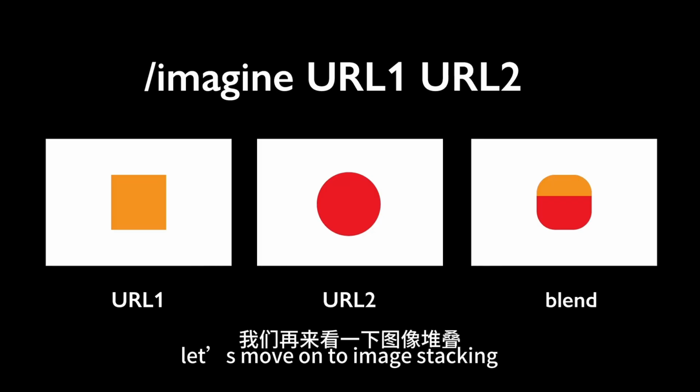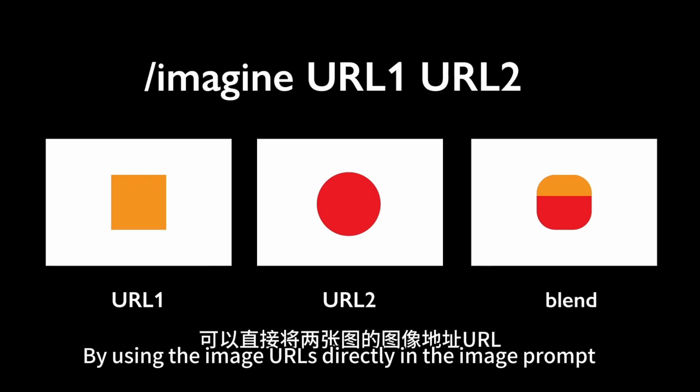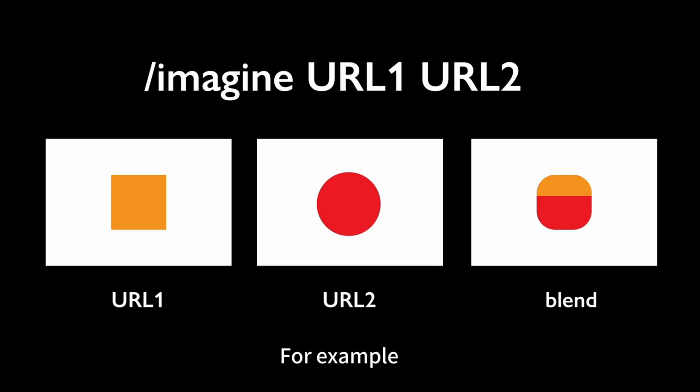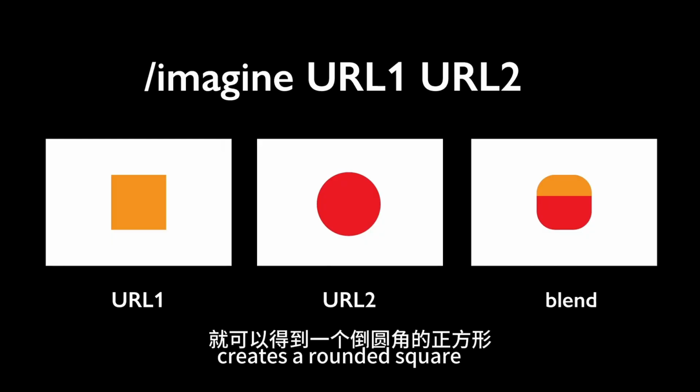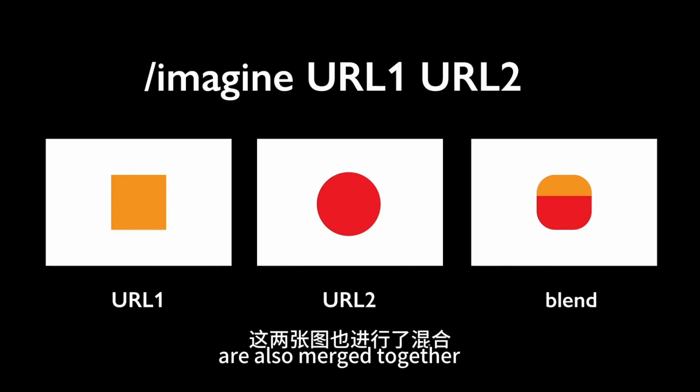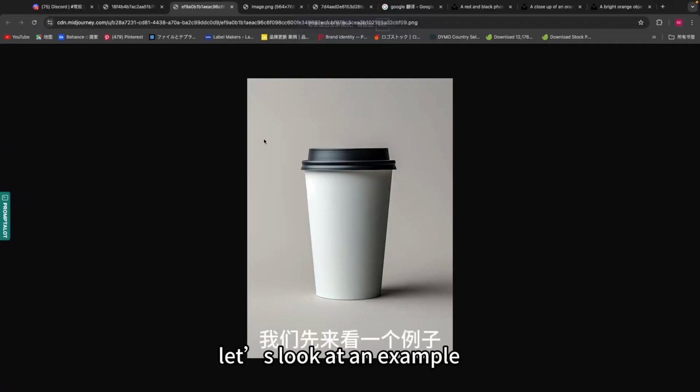Now, let's move on to image stacking. By using the image URLs directly in the image prompt, we can mix and stack them seamlessly. For example, blending a square with a circle creates a rounded square, while the two images' colors and materials are also merged together. Back in MidJourney, let's look at an example.